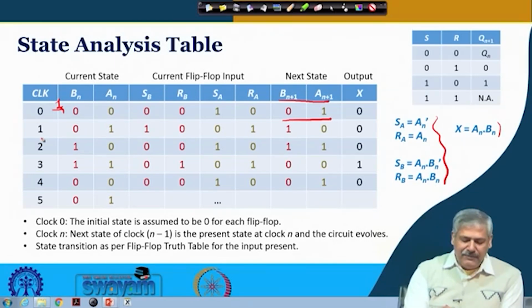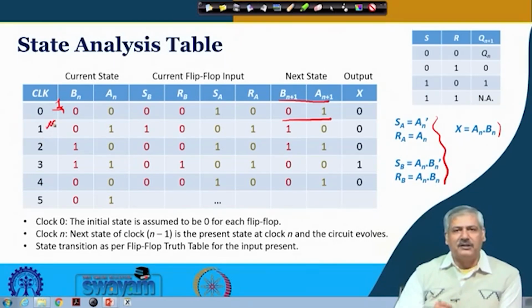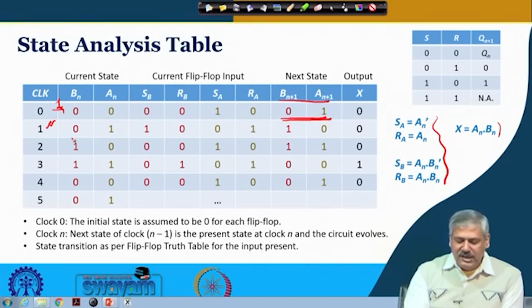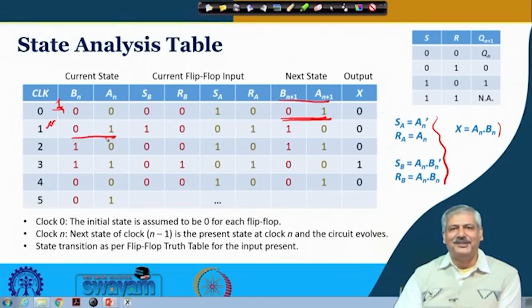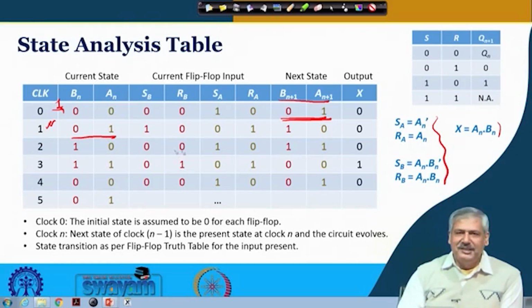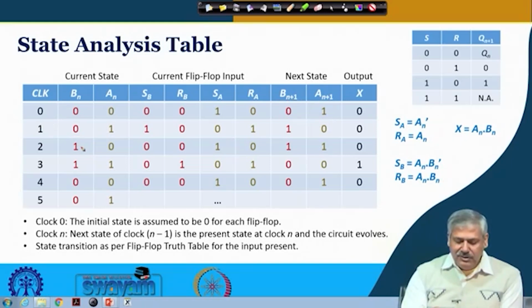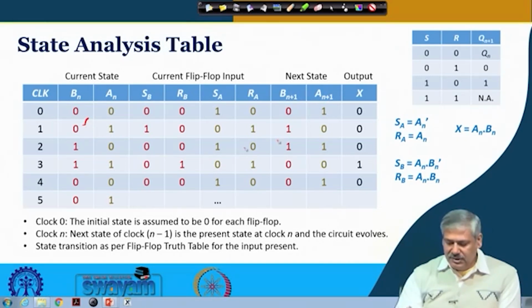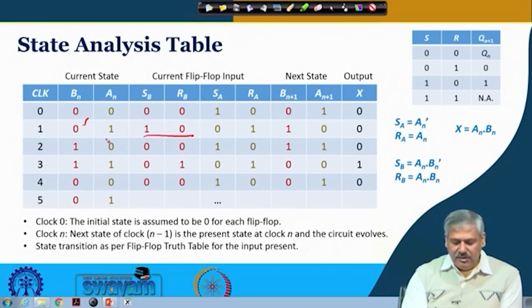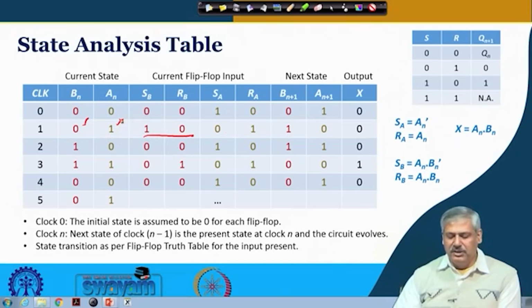After the first clock trigger has happened, we have come to 0 1, and that 0 1 becomes the current state, with which the analysis process will continue. So, if it is 0 1, now again we shall look at what is happening to this SB RB for An and Bn being 0 1.